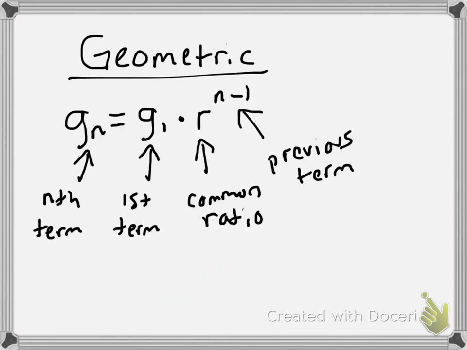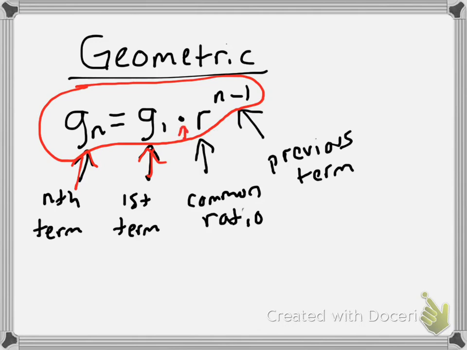Alright, geometric sequence. Again, I probably should have just written the equation and then added to it, but that's the geometric explicit formula. And if you notice, it's very similar to the last one. It starts out with the nth term, except it's a g now because it's geometric. So it starts out with the nth term, whatever term you're trying to find. Your g of 1 is your first term in your sequence.